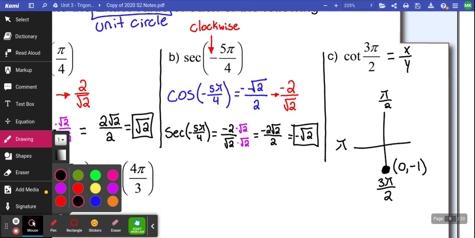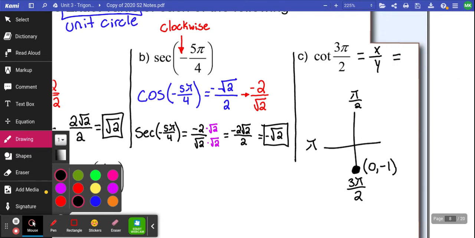Perfect. You want x divided by y. X is 0. Y is negative 1. 0 divided by negative 1 is 0. Cotangent at 3 pi over 2 is 0.